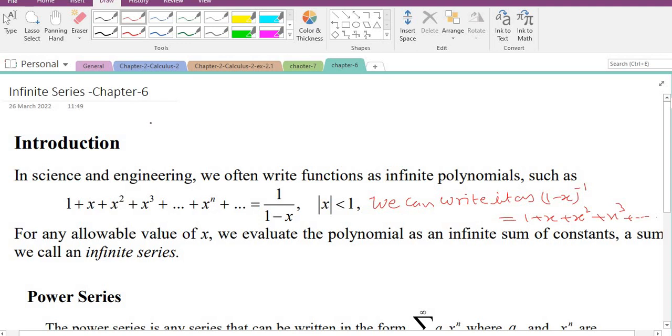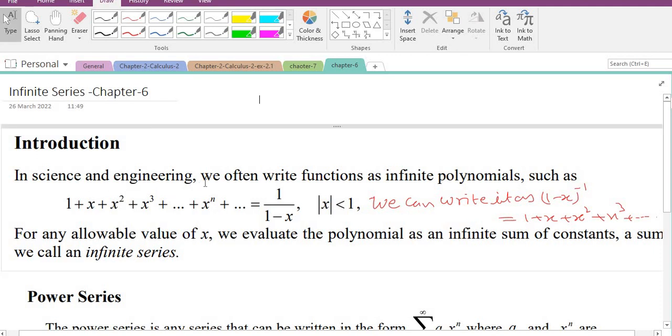Before starting infinite series, I want to tell you as an introduction that in science and engineering, we often write functions as an infinite polynomial. As you know, a polynomial means any expression which is written like this.